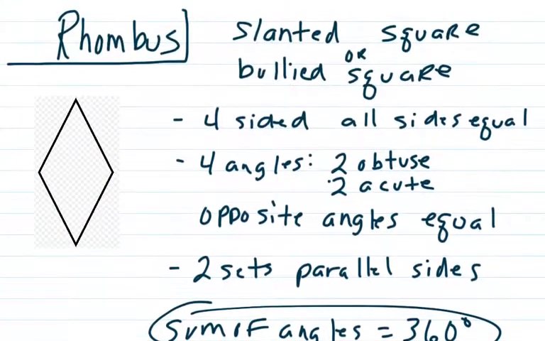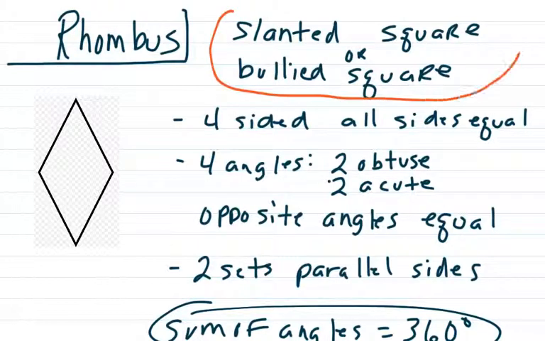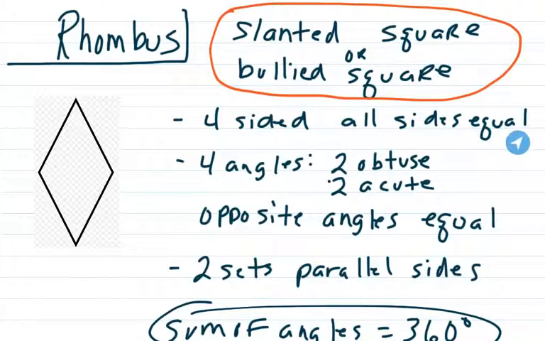Now, our next parallelogram is the rhombus, the slanted square or the bully square. Sometimes that's the square that people try to pick on, but when you pick on it, it turns into this beautiful diamond. Four-sided, all the sides are equal. It has four angles, two obtuse and two acute, and the opposite angles are equal. So the two acute angles I'm going to mark here in blue, and the obtuse angles I'm going to mark here in red.